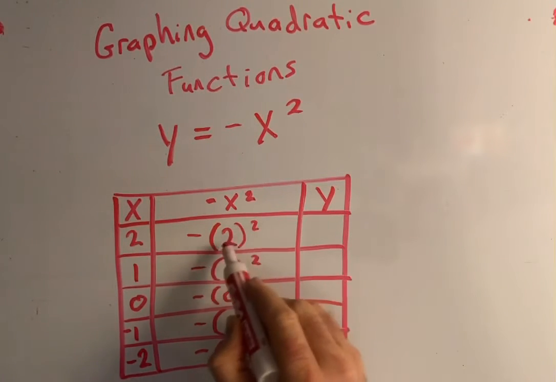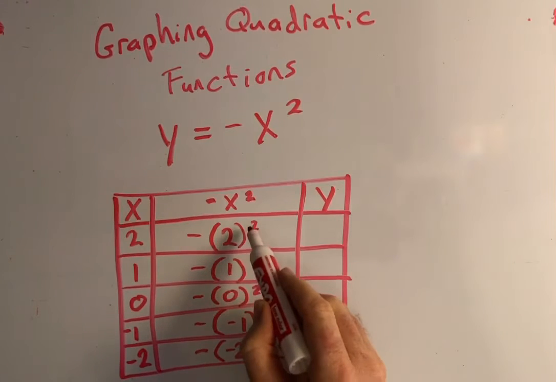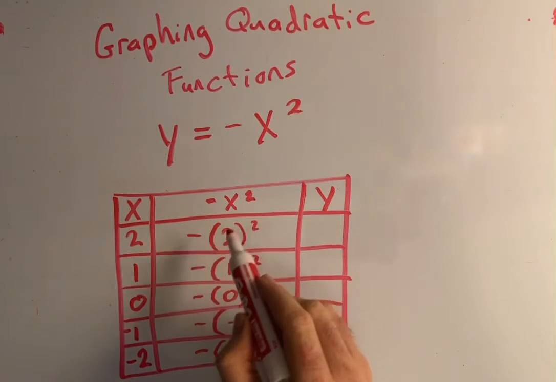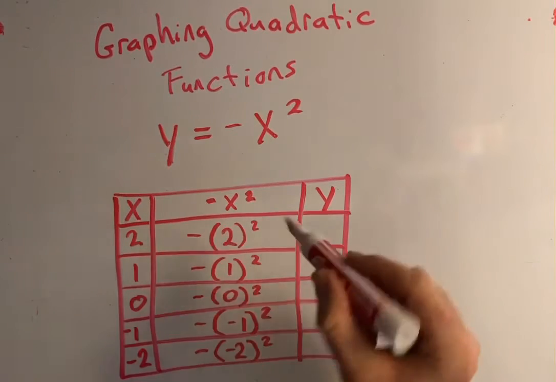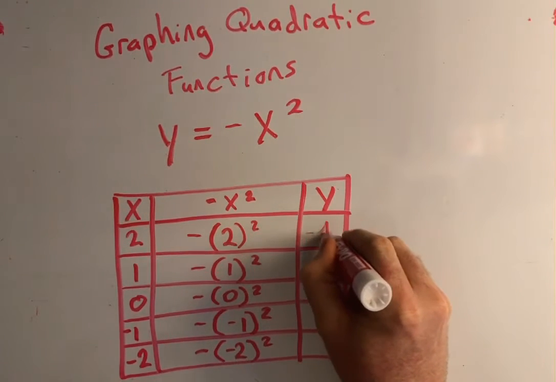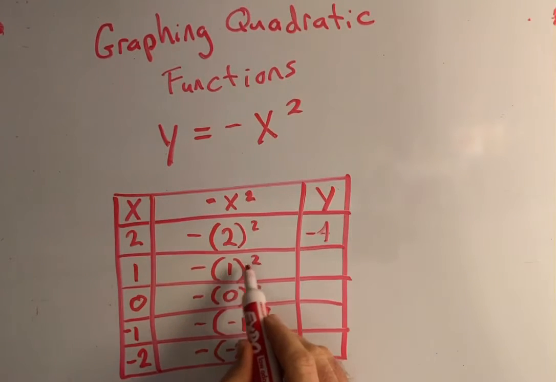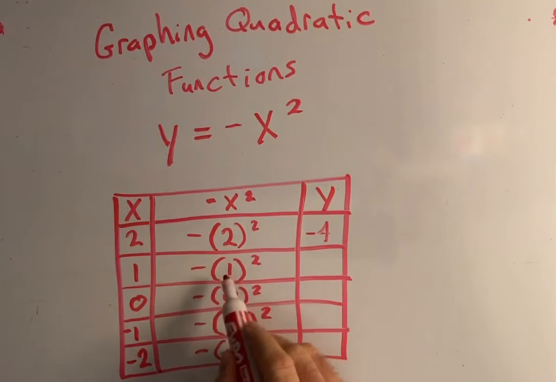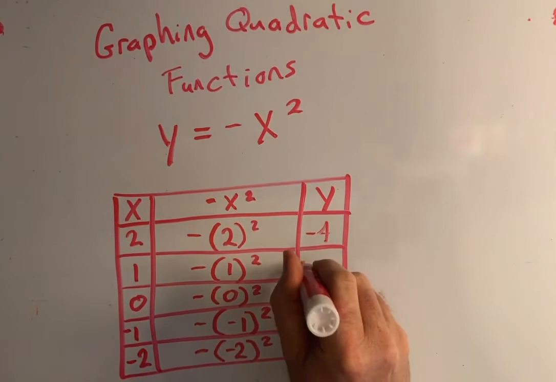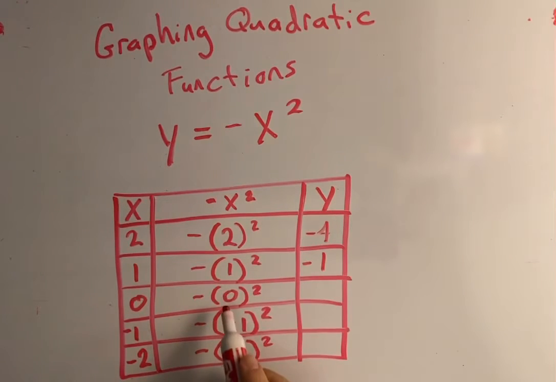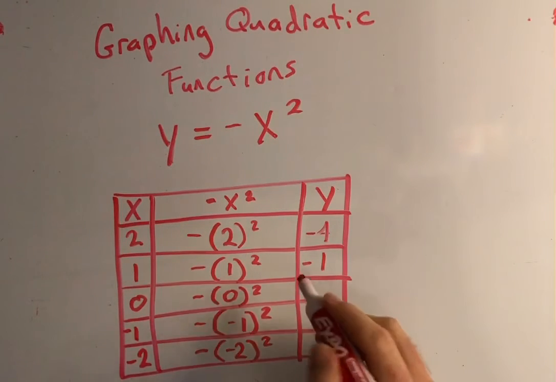First thing I'm going to do is 2 squared. 2 squared is 2 times 2, which is 4, but it's negative, so it's negative 4. Here I have 1 squared, so that's 1 times 1. That does not mean 1 times 2. That means 1 times 1. 1 times 1 is 1, but it's negative, so I make it negative 1. 0 squared is 0 times 0, and that's 0, negative 0, still 0.